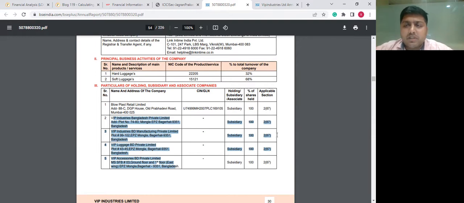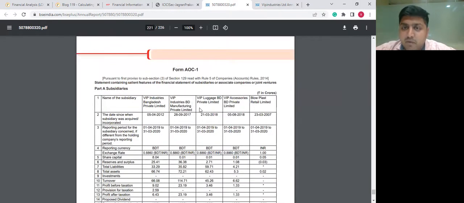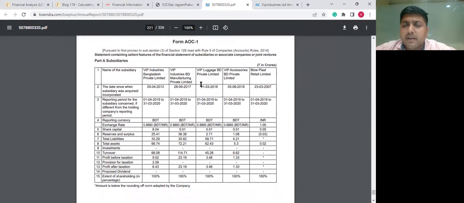always refer to something which is known as the AOC form. Now, this AOC form is present on page number 221 for VIP Industries. I did the homework for you guys. So when you search for AOC1, you will be able to find a detailed breakup of financials for each and every subsidiary which the company has.